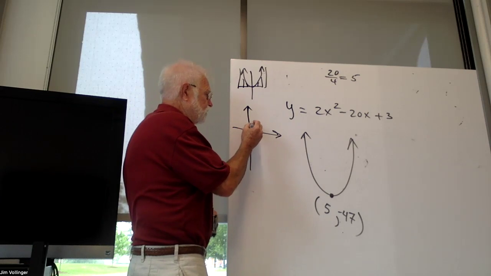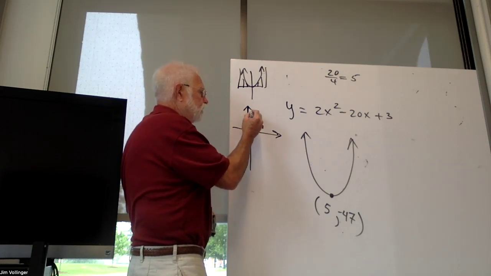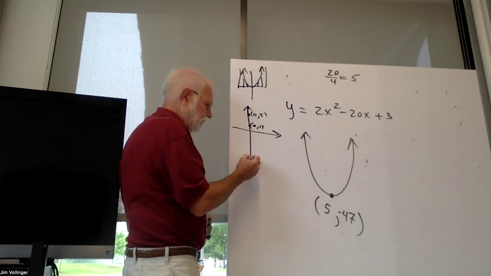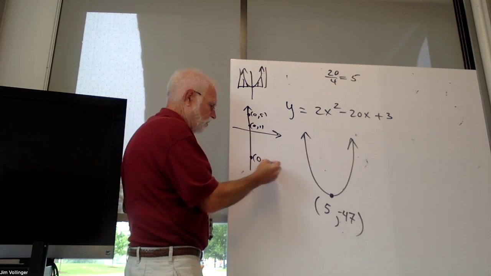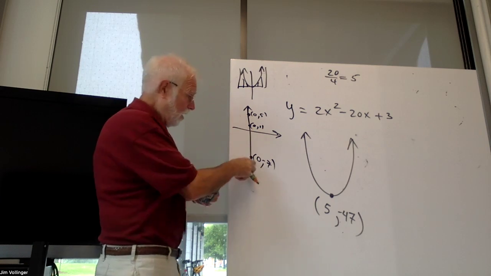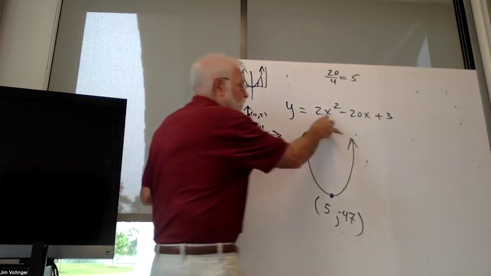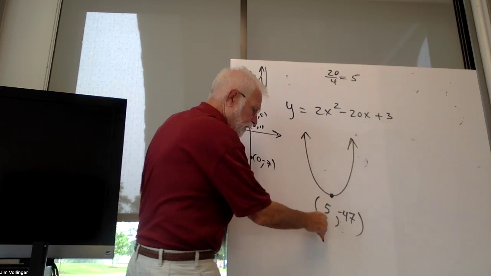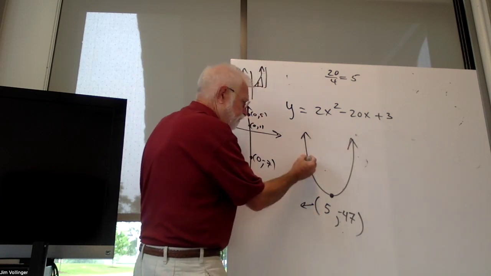All right, so let's say that's 0, 1. Let's say this is 0, 5. Let's say this is 0, -7. What do you notice as a pattern? The y-intercepts all have x equals 0. If you plug a 0 in, you get 3. 0 is to the left of 5.